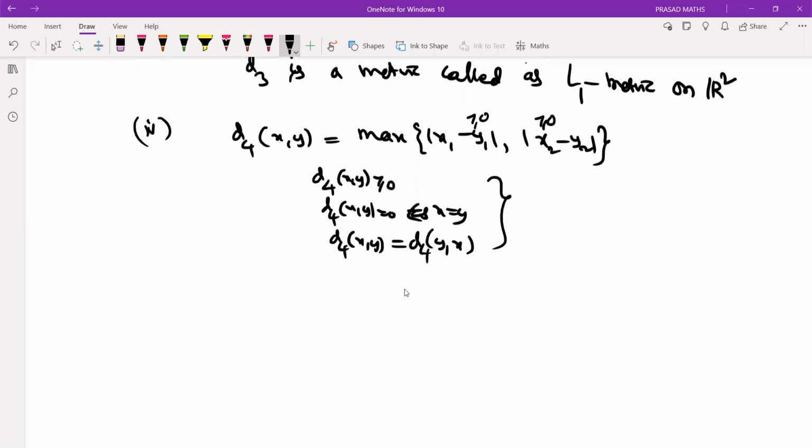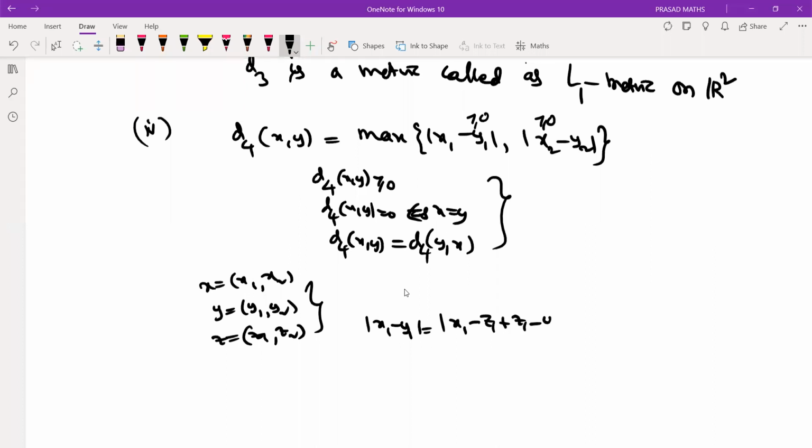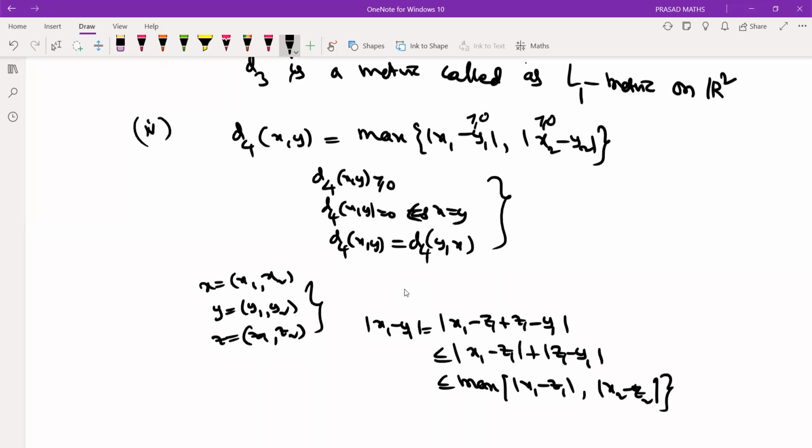So we need to check the triangle inequality. That is important. For this, I can take a third element z. So I'm going to start with x1 minus y1. What is this? x1 minus z1 plus z1 minus y1. But this is less than or equal to the maximum of x1 minus z1 comma x2 minus z2, plus this term is less than or equal to the maximum of z1 minus y1, and so on.